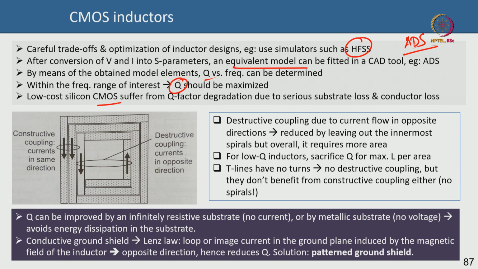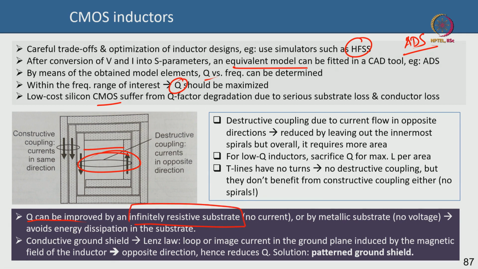Okay. Typically you try to maximize the Q value. CMOS will always suffer from the lossy substrate, cannot help it. This is the destructive coupling I talked about in the beginning of the lecture probably, but you try to minimize that by keeping this far away. Okay. Now here is the important thing. Q factor can be improved by either an infinitely resistive substrate such as a gallium arsenide substrate, for instance, a compound semiconductor.